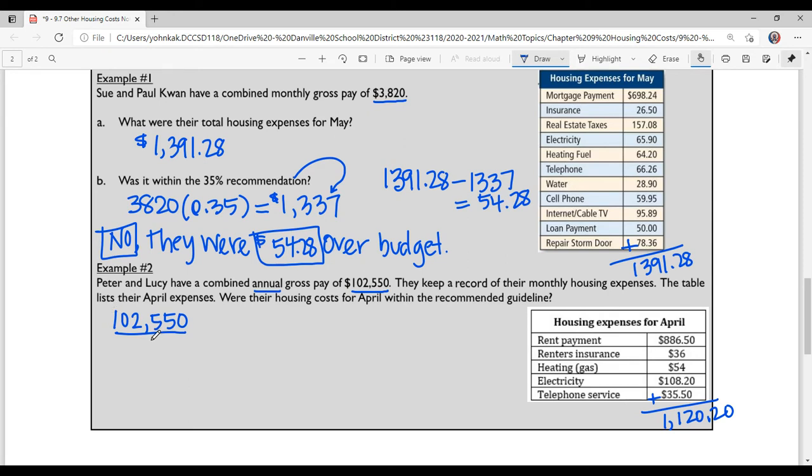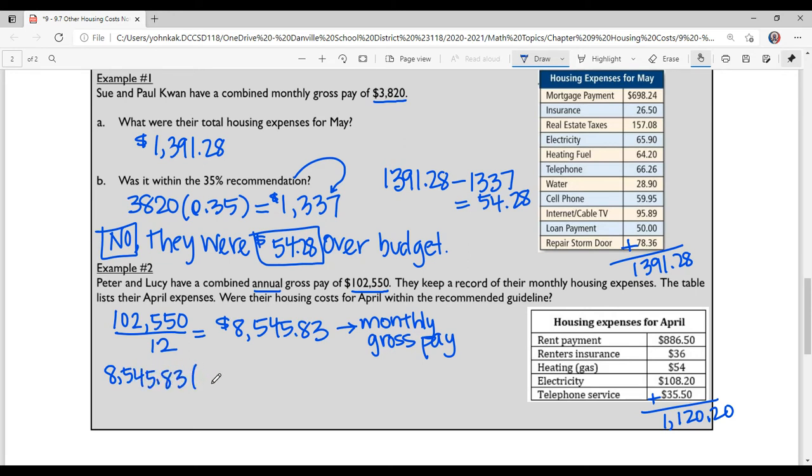So I'm going to take my annual income and divide by 12. And that's going to tell me that monthly I have $8,545.83. This is my monthly gross pay. So now that I have my monthly pay, I can multiply that by 35% to see what the recommended spending is. So the recommended spending is $2,991.04.